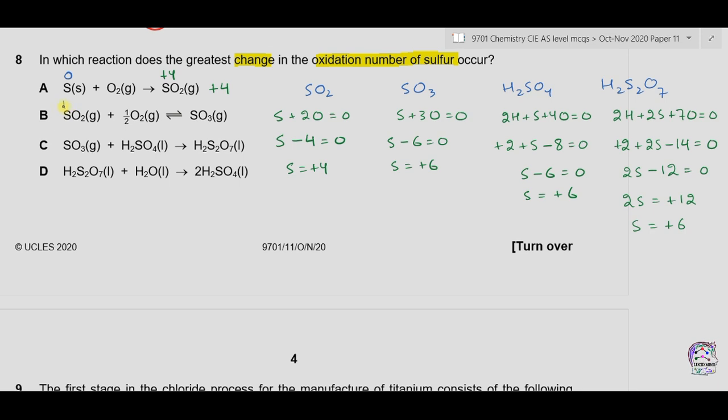For sulfur dioxide again we have +4, in sulfur trioxide we have +6, so moving from +4 to +6 the change in oxidation state is +2. Again in sulfur trioxide we have +6, in sulfuric acid we have +6, in H2S2O7 we have +6, so from +6 to +6 there is 0 change in oxidation state. In H2S2O7 we have +6, again +6 in H2SO4, so the change in oxidation state is 0. The greatest change is observed in part A, which is +4, so therefore the answer is A.